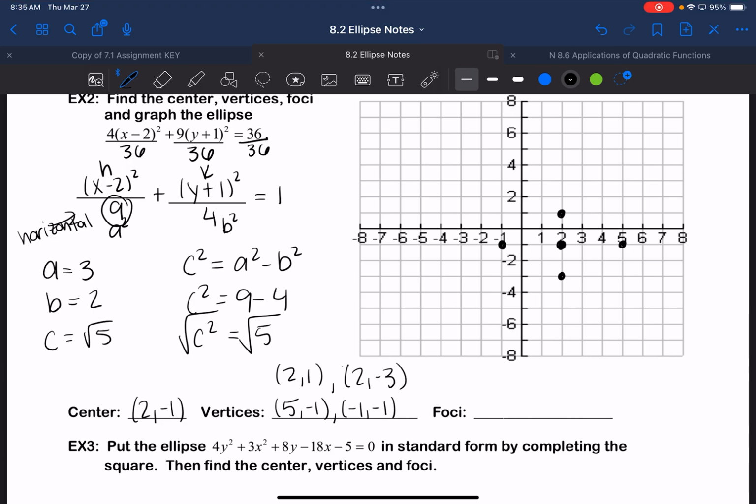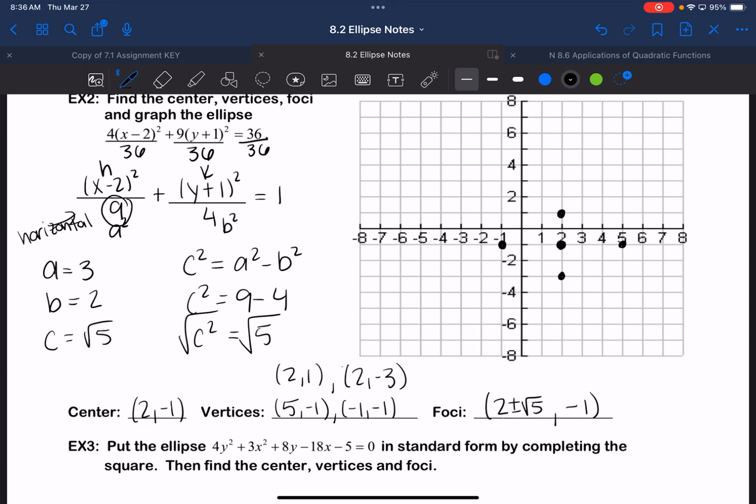All right, and then for our foci, those are on either side. This time they're going to run horizontally, right, because they go with A. And we said that we're supposed to be moving them over square root of 5, right? So left and right means that they are changing our x value. We're currently at 2, so 2 plus or minus square root of 5, -1 would be their location, right?